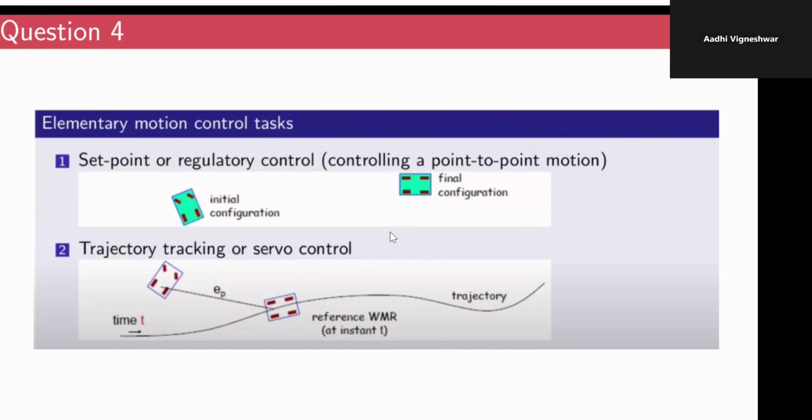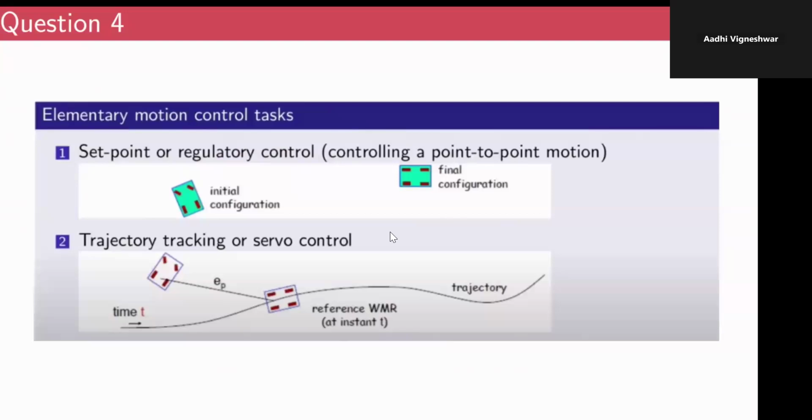But in trajectory tracking or servo control, if you consider the path from our start position to the goal position, each of these points will have their positions and velocities defined. So our robot will have to closely follow the position and velocity coordinates at each and every point of this trajectory. In order for us to do that, the position and the velocity coordinates of the trajectory will have to be continuous in case of trajectory tracking control, not for set point control.